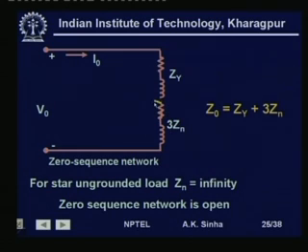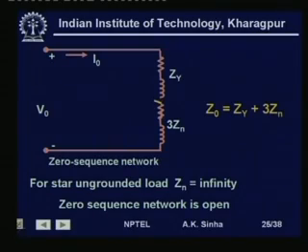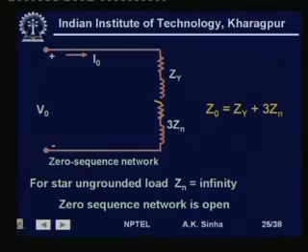So, what does it tell us? This will be open in case the neutral point is not grounded. So, in case of circuits where we do not have a ground return available, this zero sequence network will be open, meaning no zero sequence current can flow. This is a very, very important relationship that we obtain. So, for a star ungrounded load, Zn is infinity and the zero sequence network is open. So, no zero sequence current can flow.